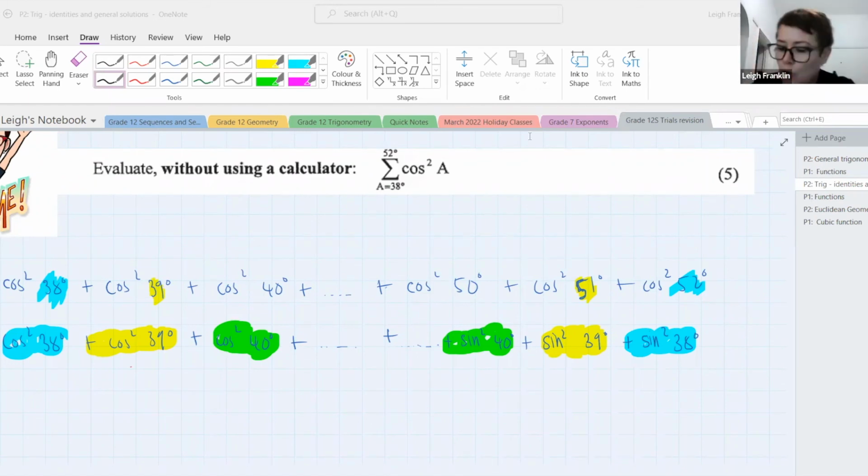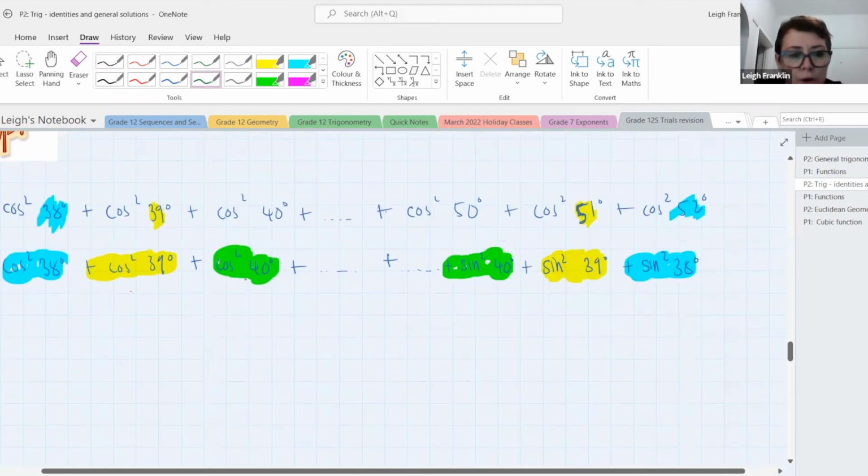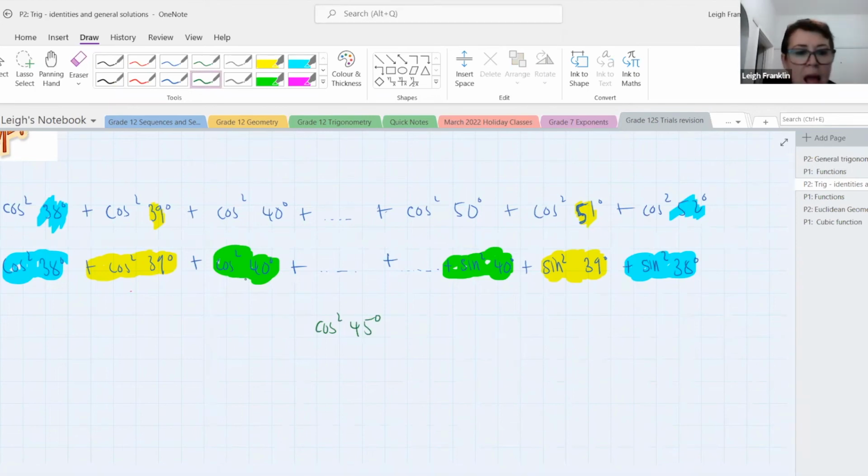All right, so what you're going to have in the middle, essentially, if you can imagine this, let me write it in a different color, is cos squared 45 on its own in the middle. And to the left over here, we're going to have cos squared 44, and to the right, sine squared 44. Does that make sense to everybody? Okay, so this is what fits into this middle bit over here.